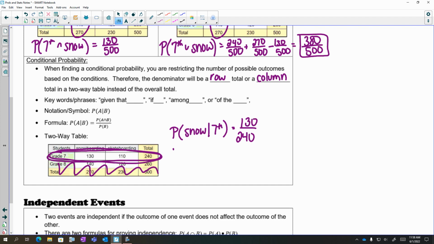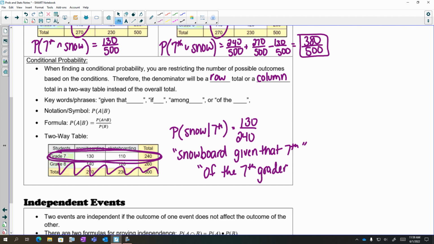So this would be something that said like snowboarding, given that they're seventh graders, or of the seventh graders, what's the probability that they were snowboarders? Something like that.